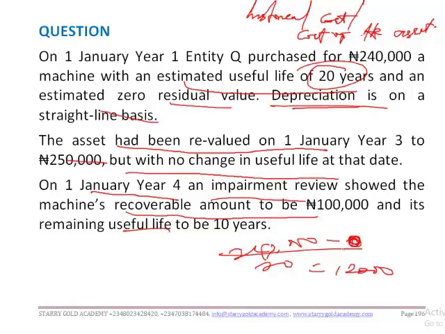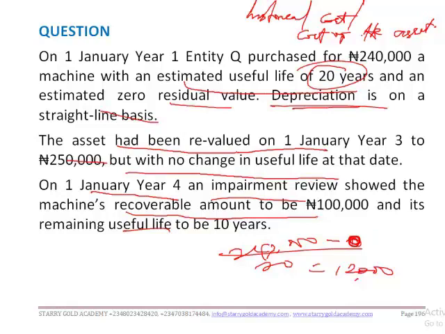Taking note that the asset has no residual value, that's why we have it straight. If it had a residual value of, say, 40,000 out of 240,000, it should have been 200,000 after taking out the 40,000 for residual value, divided by 20, of which we arrive at 10,000 here, as the depreciation that will be chargeable for each year.